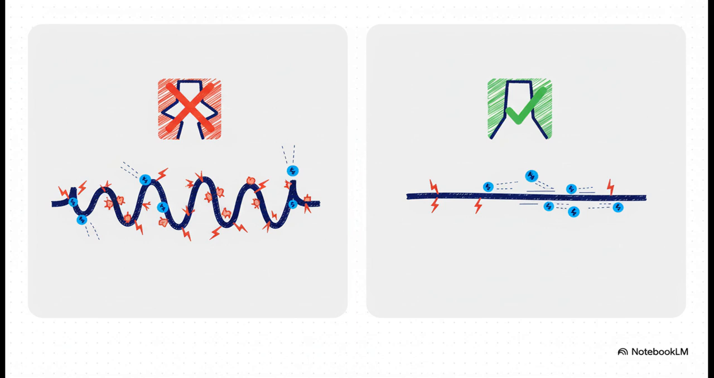First up, length. And this one is pretty intuitive, right? The longer the wire, the more road the electrons have to travel, and the more little obstacles they're going to bump into. So longer wire equals more resistance.